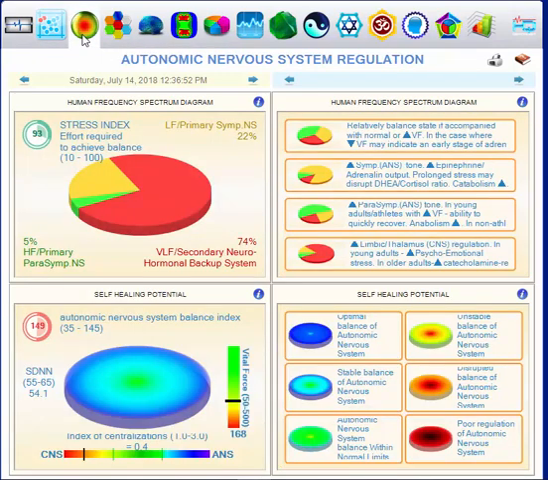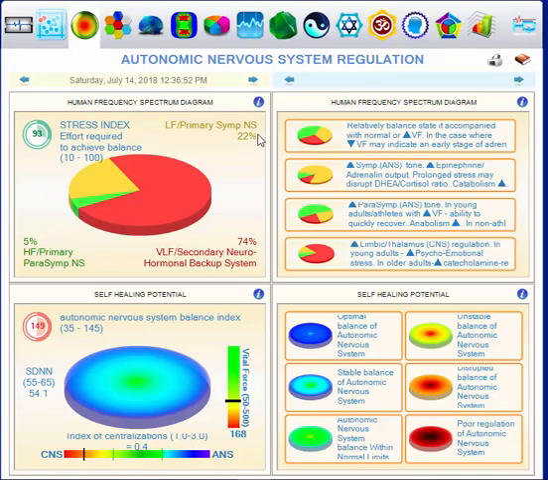Next, we're moving into autonomic nervous system regulation. We want to analyze and see the pie, and that the high frequency is only 5%, which represents the parasympathetic nervous system.